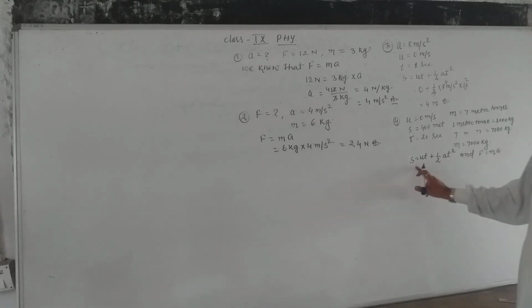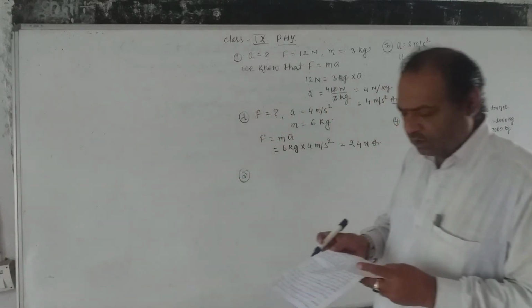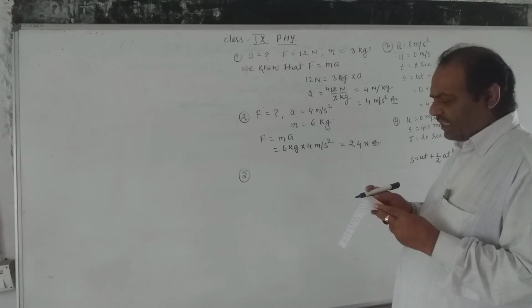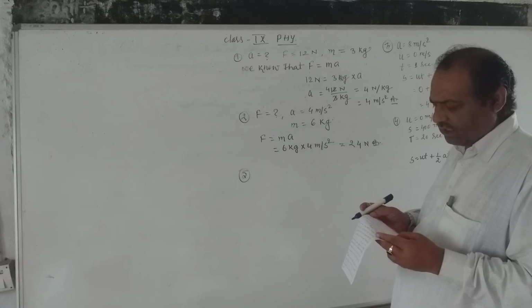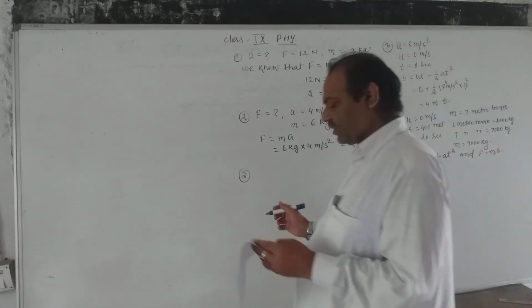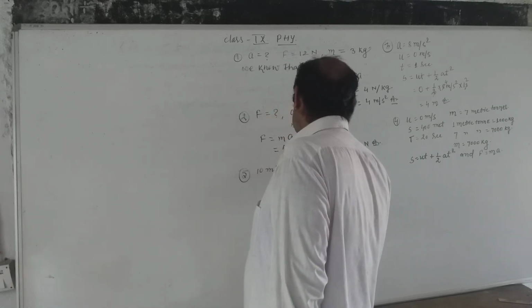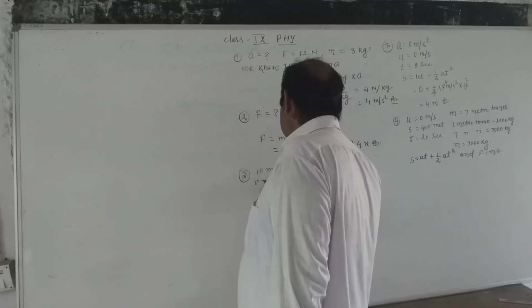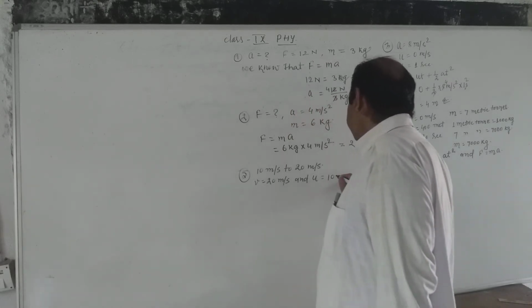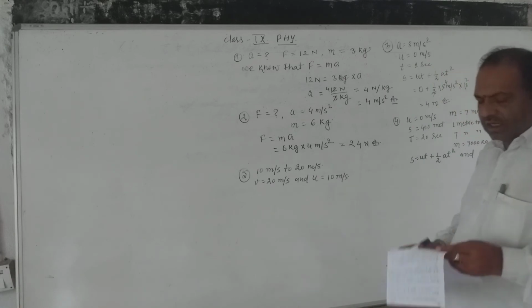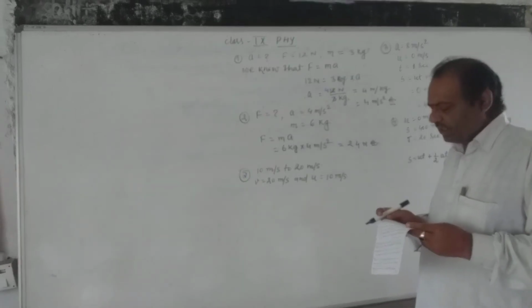Okay. Question number 5. A motorcycle accelerates uniformly from 10 meter per second to 20 meter per second. Here v is equal to 20 meter per second and u is equal to 10 meter per second. After that, calculate its acceleration and distance covered.